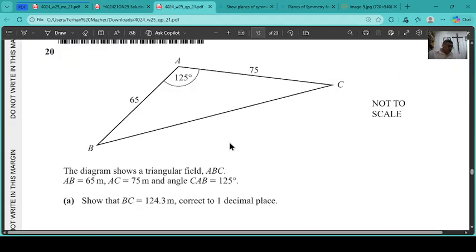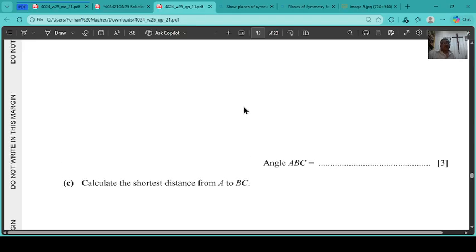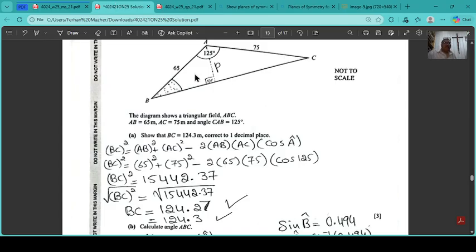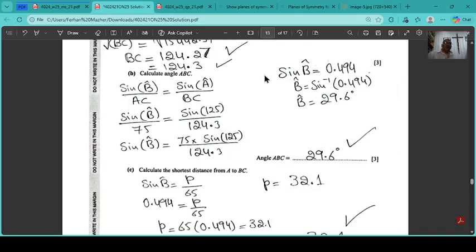Now in the next part, the B part, the question is to calculate the angle ABC. So basically they want me to find this angle, the angle ABC. I know this side, this side, and this side. If I know the three sides of a triangle, I can find its internal angles very easily using the law of cosine. I can also use the law of sine here, because I know the side opposite to 125 degrees, and I want to know this angle, which is opposite to the 75-meter side. So I have used the law of sine.